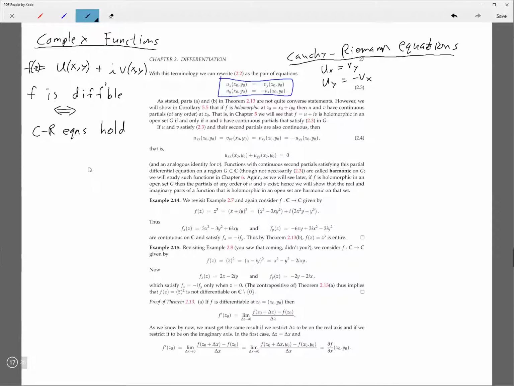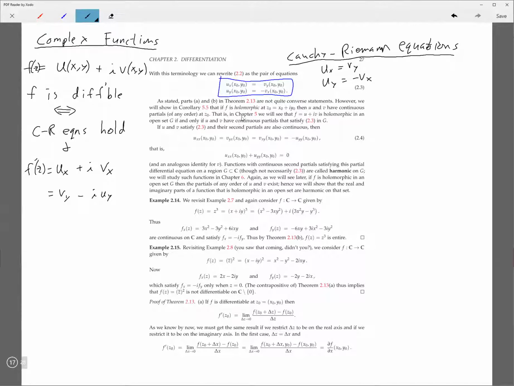Okay, and if f is differentiable, then its derivative is going to be the partial of u with respect to x plus i times the partial of v with respect to x. It's just going to be that. Or you could just replace the ux here with vy, vy minus i uy, just because that's equal to that, and vx is equal to negative uy, okay? So those are the Cauchy-Riemann equations, and that's their importance.